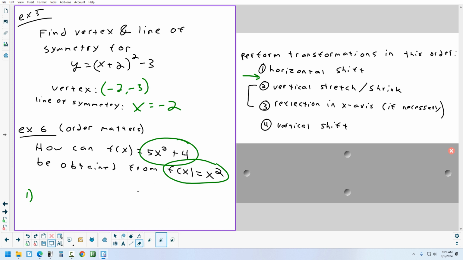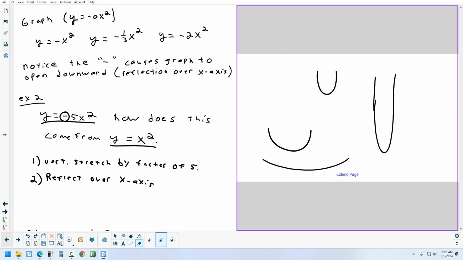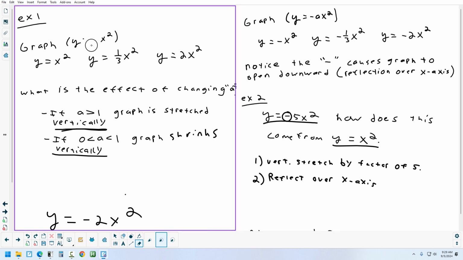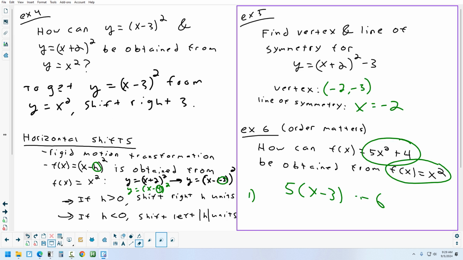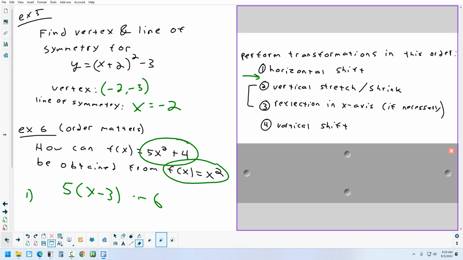Vertical stretch or shrink. Maddie, do I have a vertical stretch or shrink in this problem? Yes. Okay. What number is the vertical stretch or shrink? So let's go back and look at the vertical stretch. So vertical stretch is when there is a number, we called it A, in front of x. So it's the 5. Right? So in this case, we have a vertical stretch.